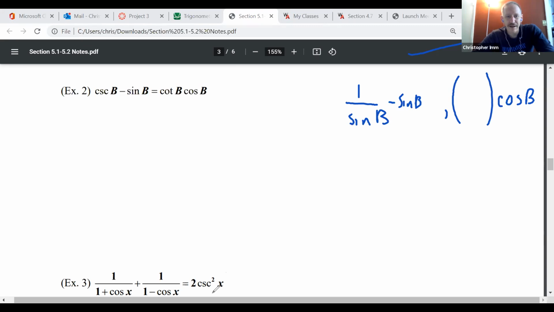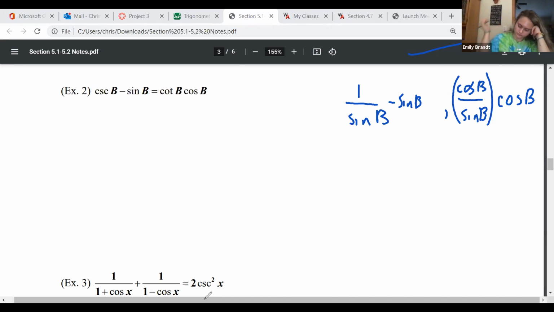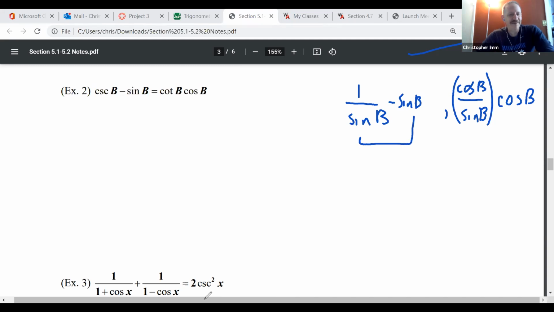What do you think, Emily? It would be cosine b over sine b times cosine b. Okay, yep, right, that's it. Very good. So that's that ratio identity there. Okay, sweet. So now if I look at those, I notice over here I have 2 terms, and over here I have 1 product there. So what I might want to do is start with that left one and put it together.